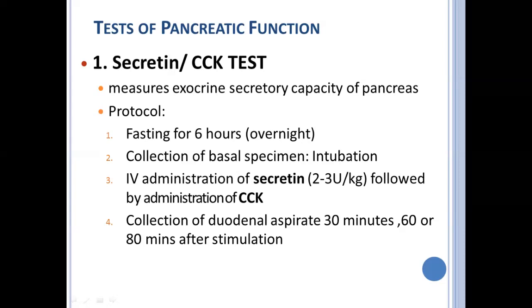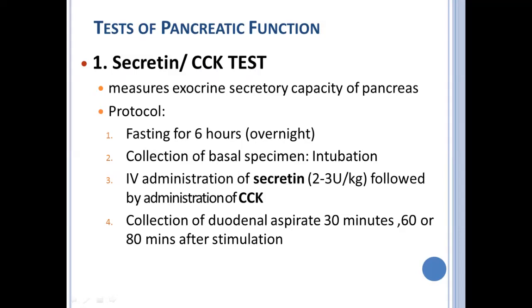Ganun lang siya kakonte, and then followed by giving also of CCK. So this is like stimulation. And then after that, kukuha na ng specimen. So collection of duodenal aspirate, 30 minutes. And then after that, 60 or 80 minutes after stimulation. So, ganun ang ginagawa dyan.